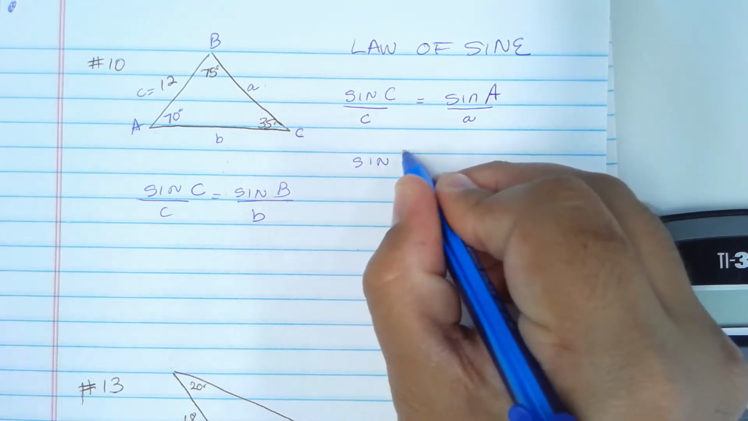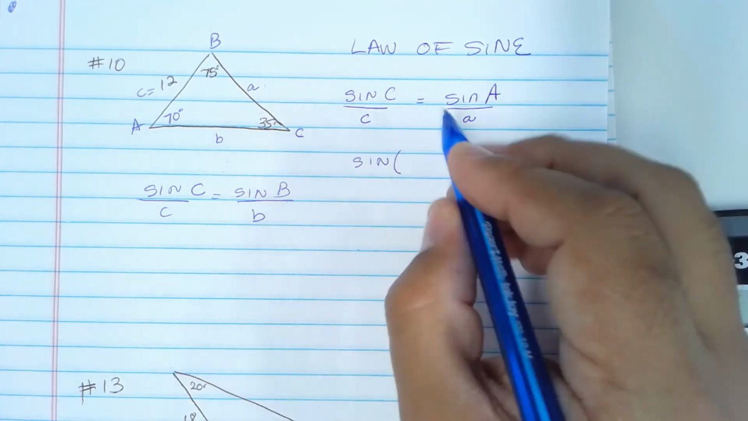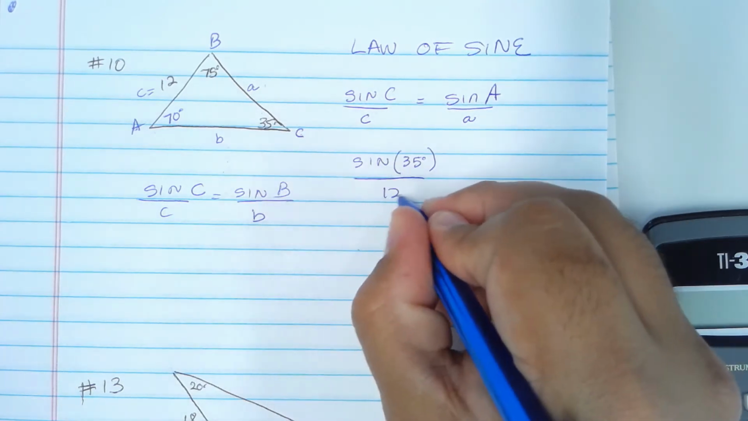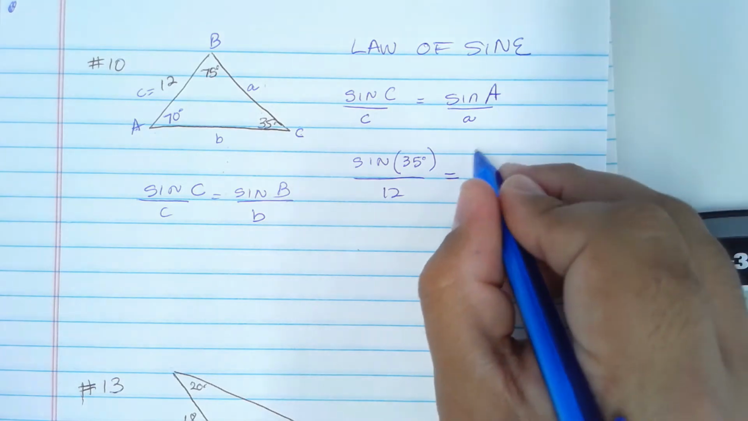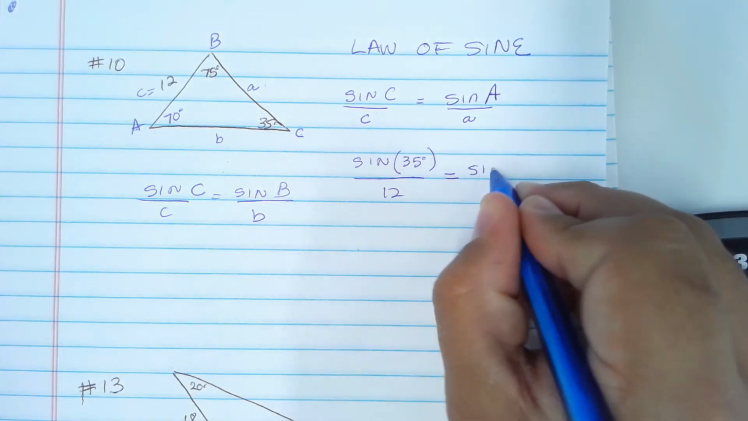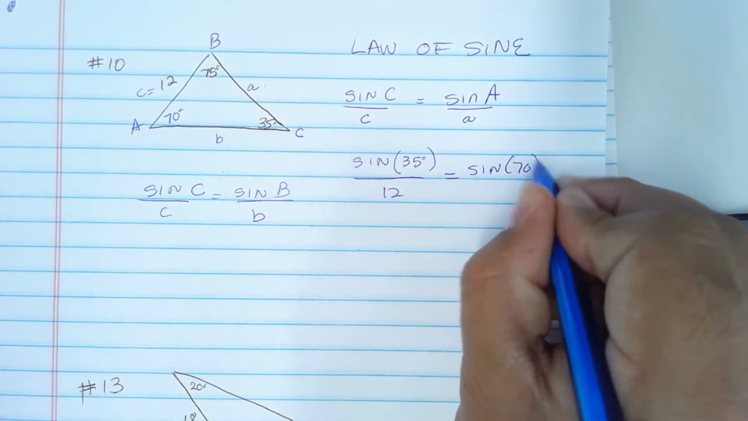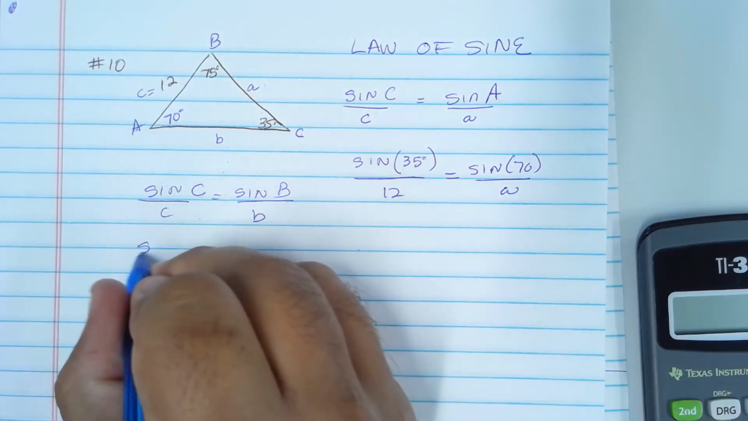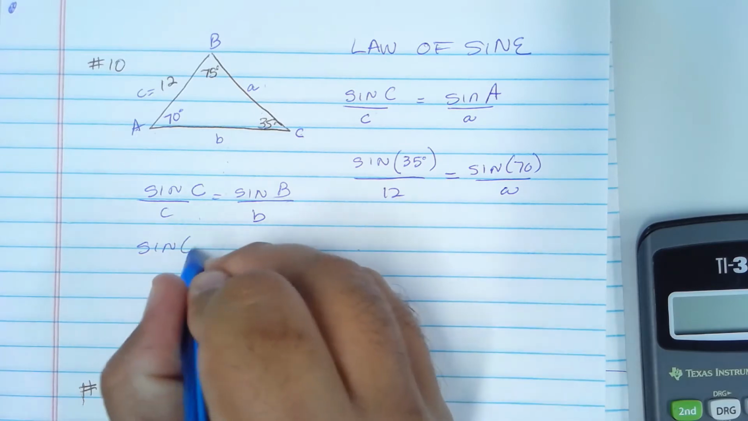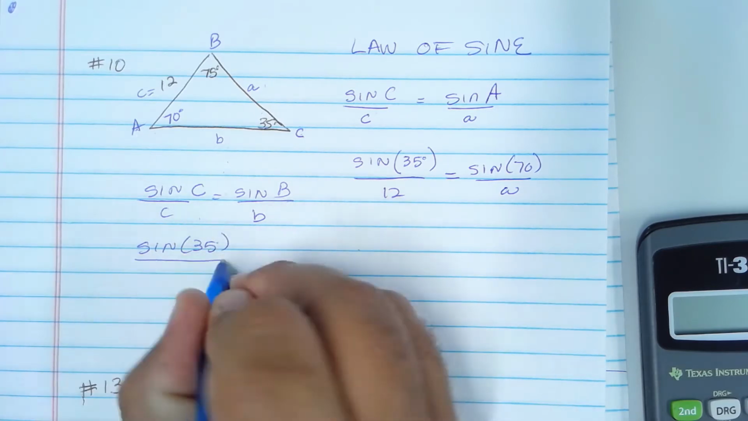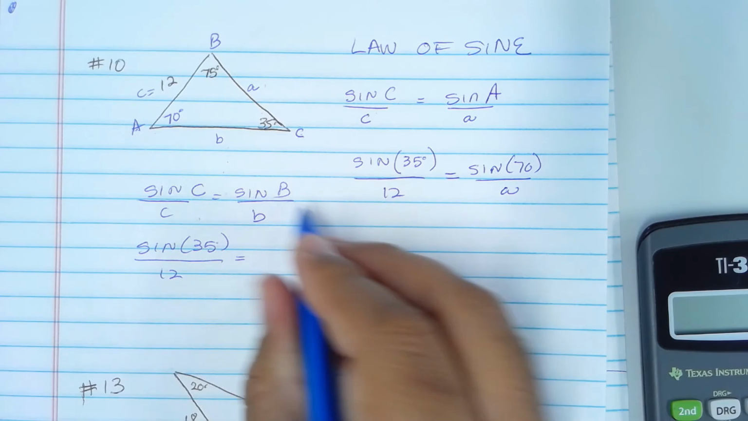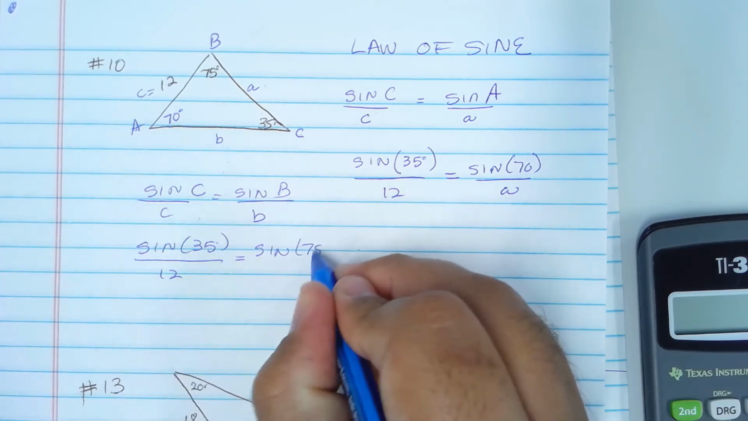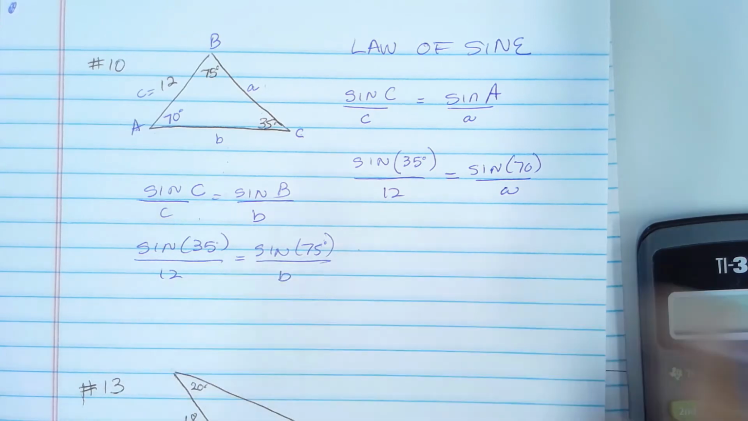Sine of C, which is 35 degrees, over 12 should be equal to sine of 70 degrees over little a. We could do the same thing here. Sine of C again, 35 degrees over 12, is equal to sine of B, which is 75 degrees, over little b.